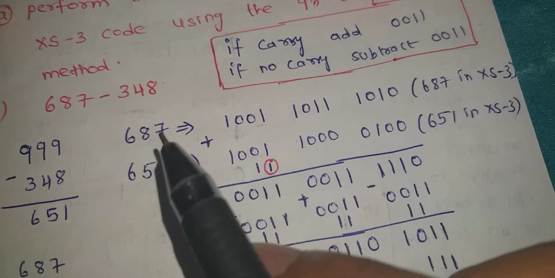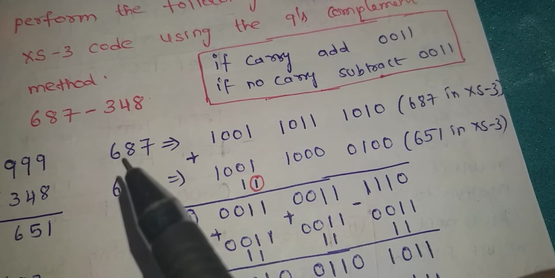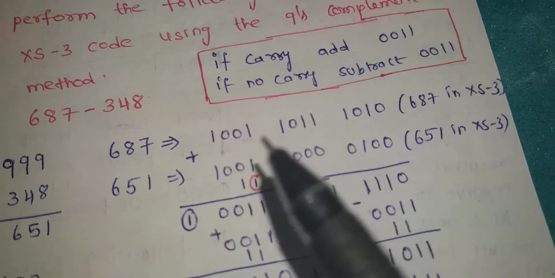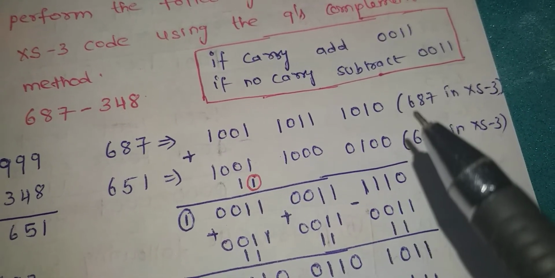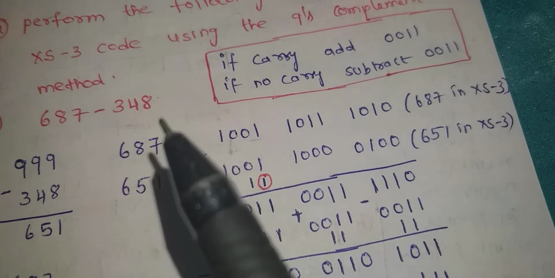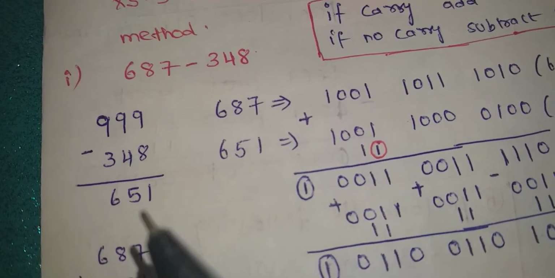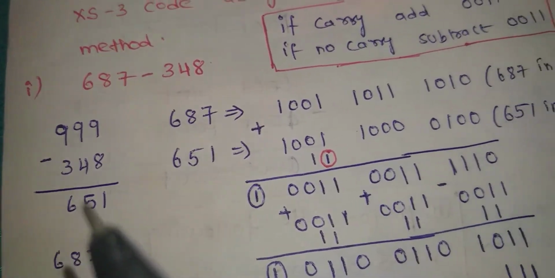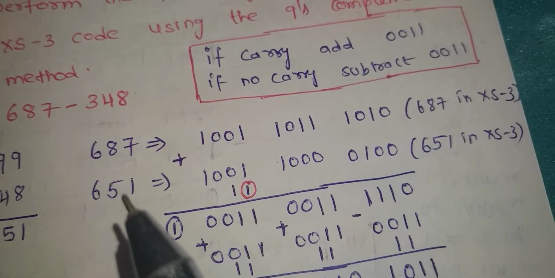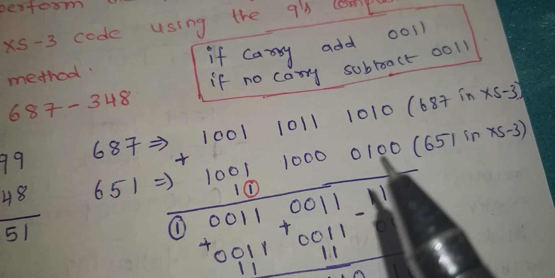Now 687. XS3 means we have to add 3: 6 plus 3 is 9, 8 plus 3 is 11, 7 plus 3 is 10. That is 687 in XS3. Then we have to take the 9's complement of the subtrahend, which is 651. Then we have to take the XS3 of 651: 6 plus 3 becomes 9, 5 plus 3 becomes 8, 1 plus 3 becomes 4.